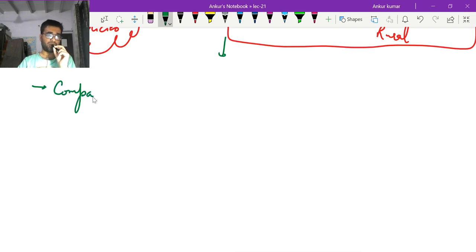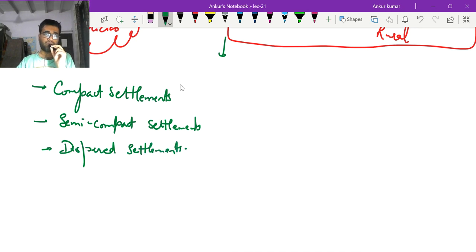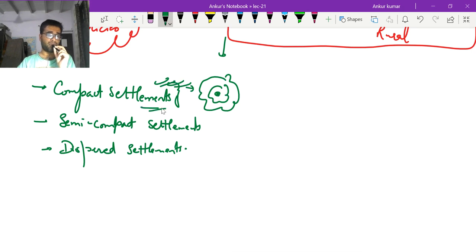Number one is the compact settlements. Number two is the semi-compact settlements. Number three is the dispersed settlements. See, compact settlements are well knit. There, the population density is high, and the community lives close to each other around a common center. So they are well knit communities. And these types of settlements are mainly found in the fertile plains, for example, in the Ganga Valley.